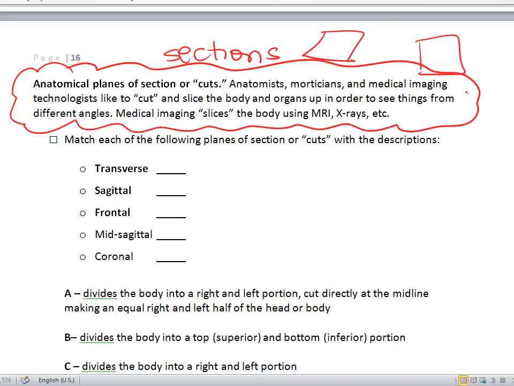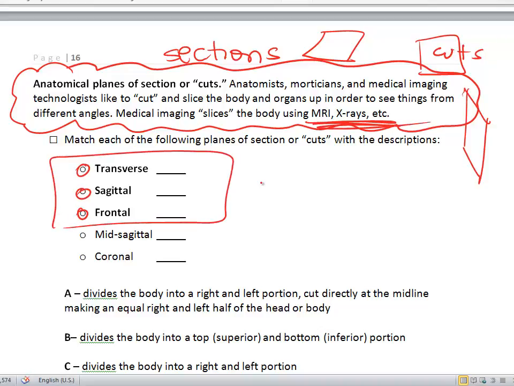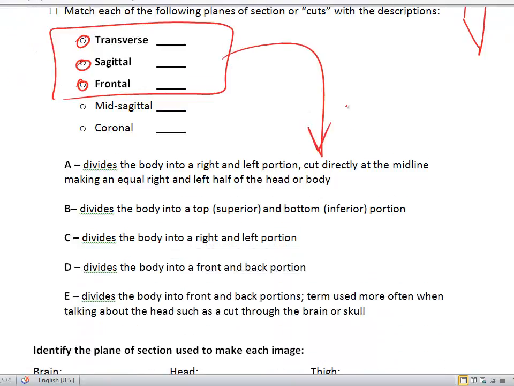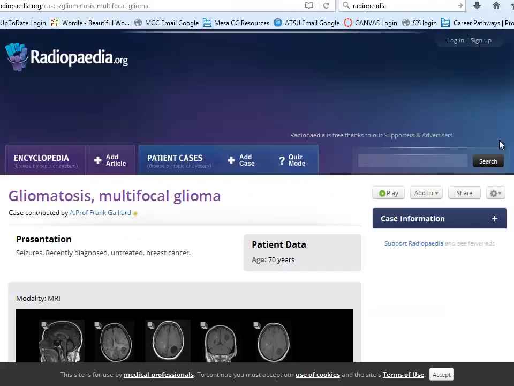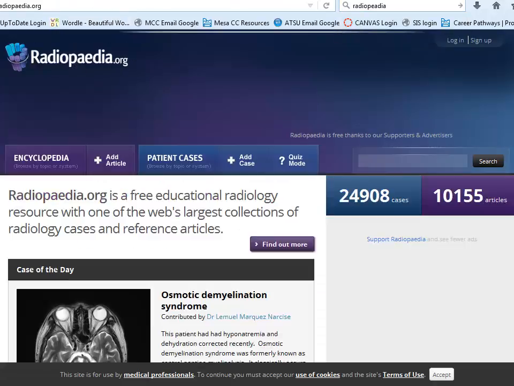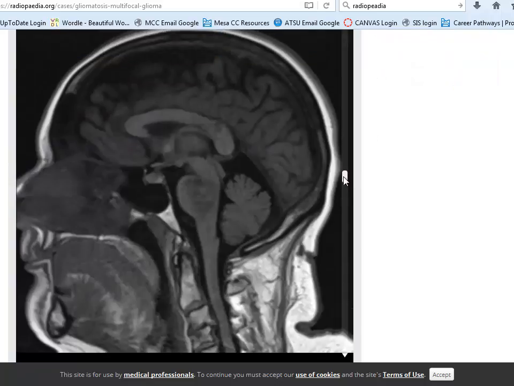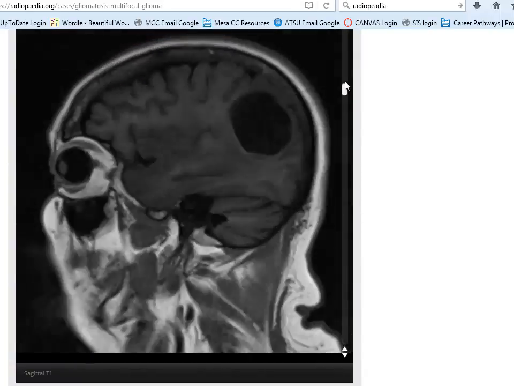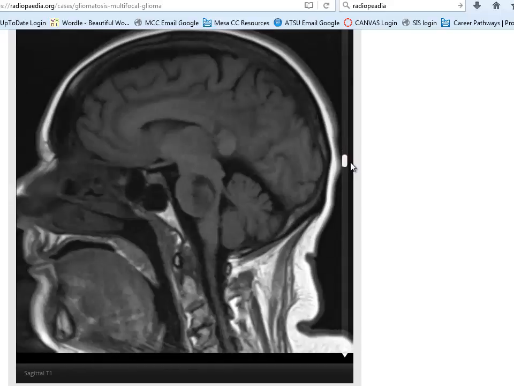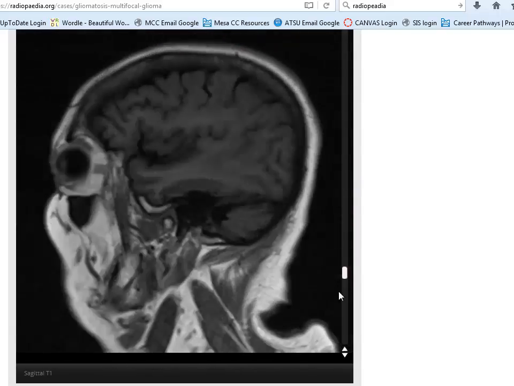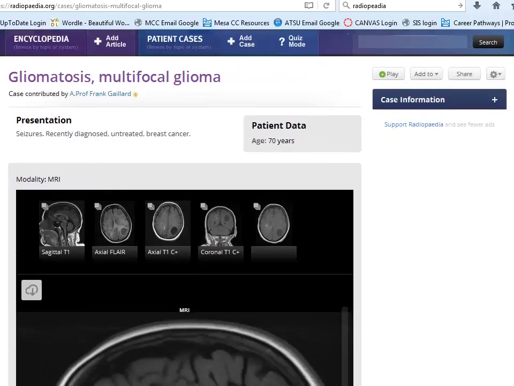All right, the next thing we're going to do is talk about how anatomists, radiologists, X-ray technicians chop the body up or cut the body up into these basic sections. There are 3 basic sections, and I want you to try to match each one up with the correct term. So again, something when we would cut the body, we could do it with tools, but usually we're going to do it with imaging. So in this case, a CT scan or an MRI.